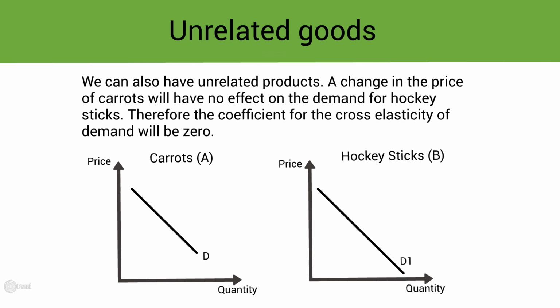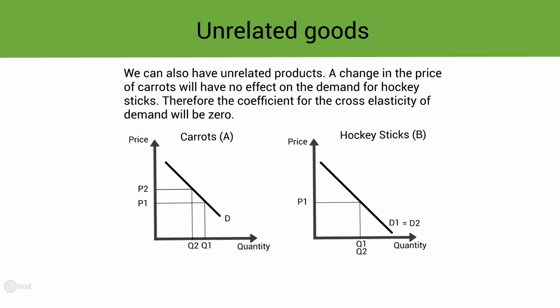So here we have the market for carrots. We have an increase in the price of carrots, which causes a movement along the demand curve. A price of P2 leads to a lower quantity of carrots being demanded. But like I have already said, the increase in the price of carrots has no effect on the demand for hockey sticks, and therefore D1 is equal to D2. And this leads to the same quantity of hockey sticks being demanded.